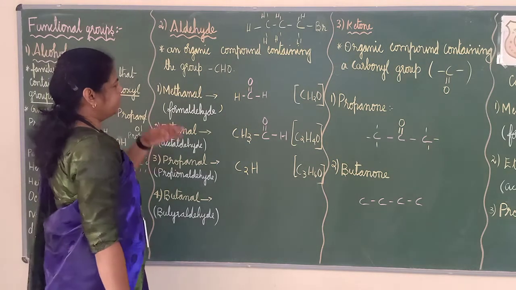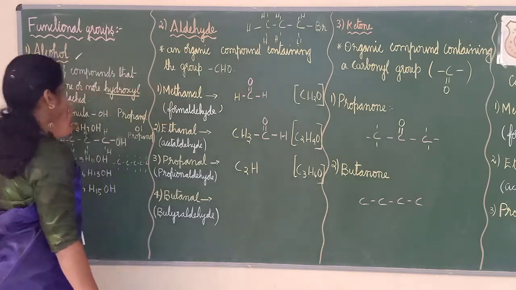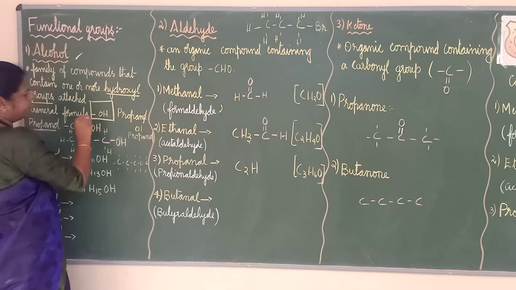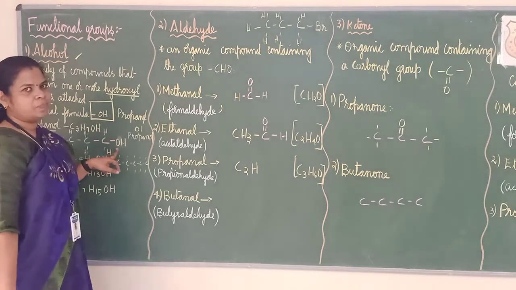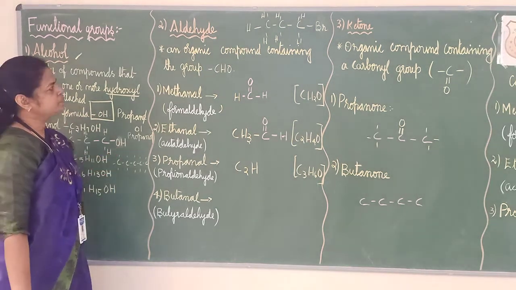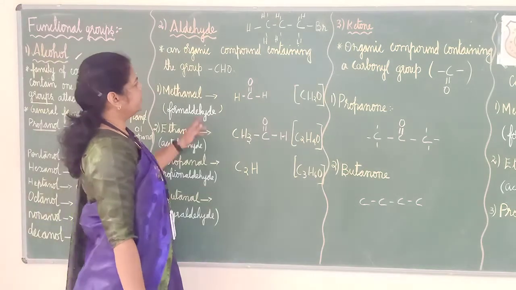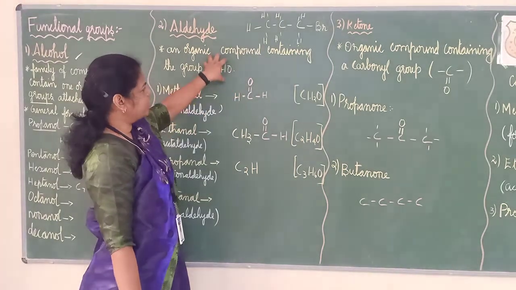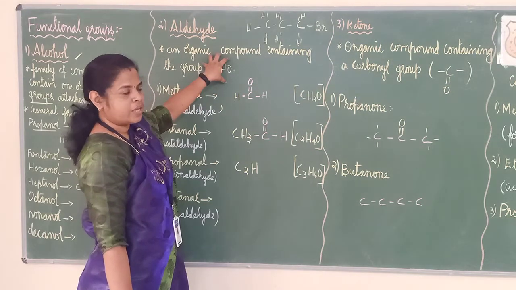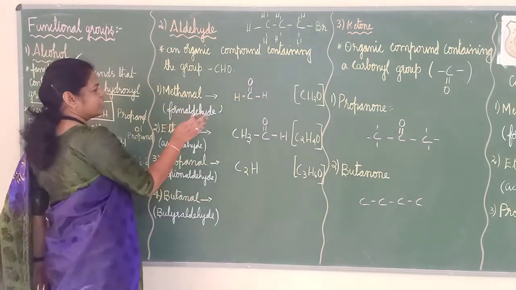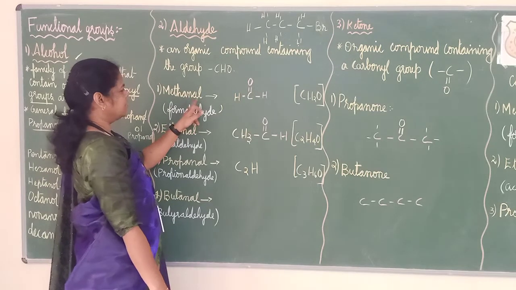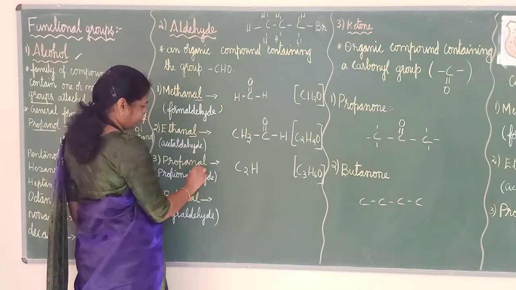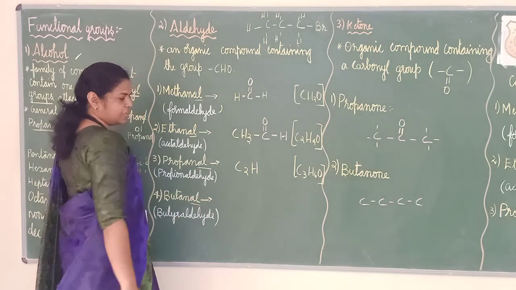Now see aldehyde. For alcohol, one thing which is very important is the OH group should come at one end in the place of hydrogen. Aldehyde is an organic compound containing the group CHO. CHO should come at the end. So see here, for example, methanal. See, AL I have added. Methanal, ethanal, propanal, butanal. Got it, I think.